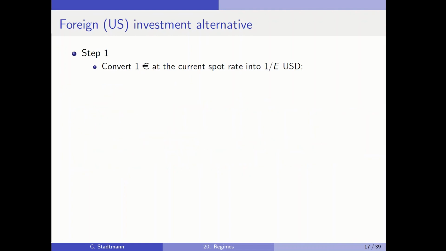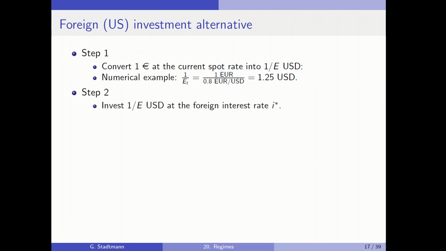Let's do our calculations. In a first step, we have to convert €1 at the current spot rate into 1 over E US dollar. In our numerical example, the exchange rate was at 0.8 euros for 1 US dollar. So we can convert our €1 into 1.25 US dollar.